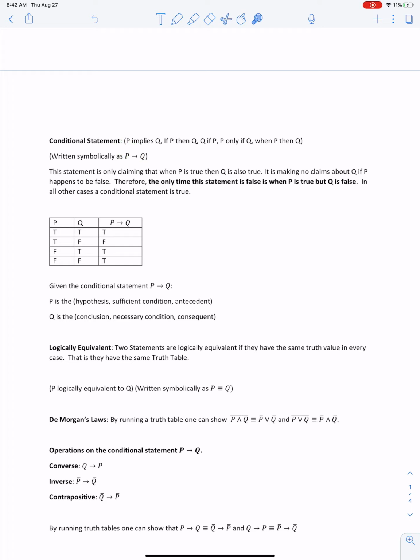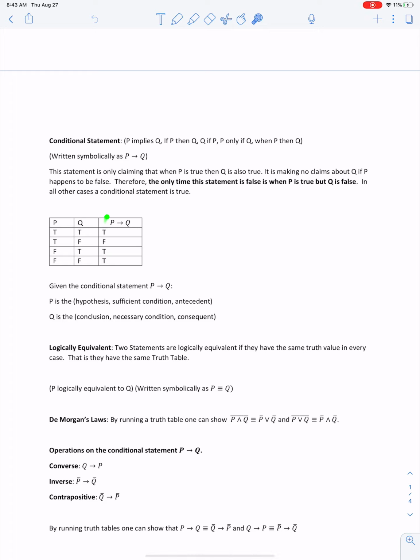And remember, the only time a conditional statement is false is when P is true, but Q is false. And so we've got the following logic table right here. If P is true and Q is true, then P implies Q is true. The only time it's false is when P is true and Q is false, so that's false, and everything else is true.